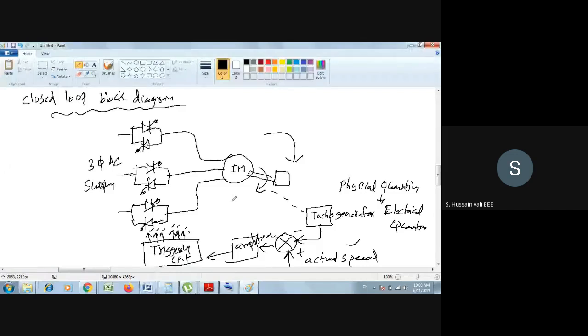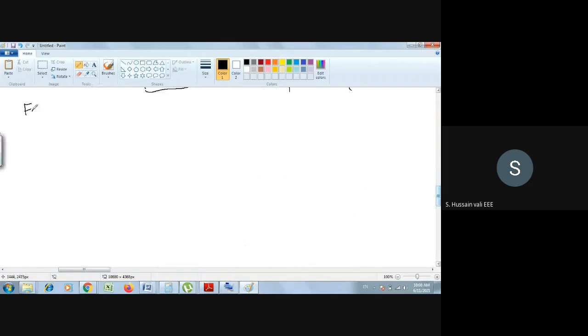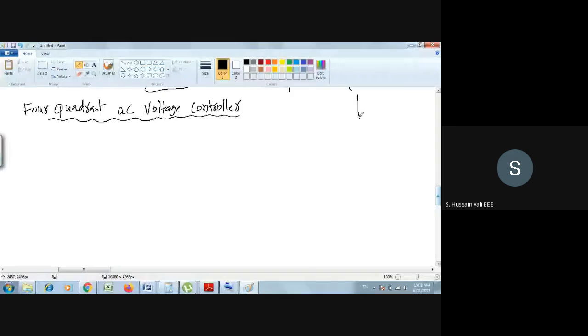Then you have another type of AC voltage controller that we will also discuss. What is that? It is the four quadrant AC voltage controller. So what is a four quadrant AC voltage controller? We have seen already in the case of the chopper, or in the case of DC motors, that we can operate the DC motor in all four quadrants, and we have seen this very well.